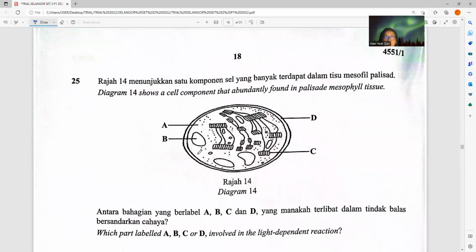25. Diagram 14 shows a cell component that is abundantly found in the palisade mesophyll cell. Which part is involved in the light-dependent reaction? Now, the light-dependent reaction occurs in the grana, in which the pigments will absorb the light energy during the light-dependent reaction. Okay, A is stroma. Stroma is only for the light-independent reaction.